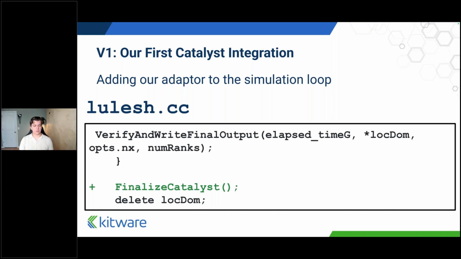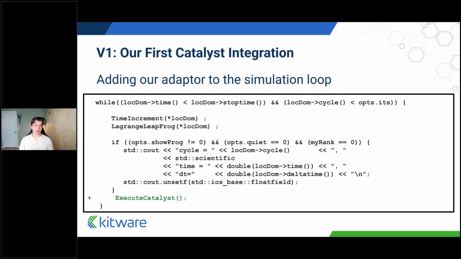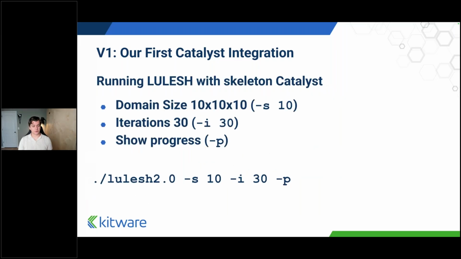Great. And then we need to put our execute catalyst within our simulation loop. So here we have a loop over the time steps. We have our time increment, Lagrange leapfrog operation that actually performs the simulation time step. And we have some printing that can be done. And that is where we will execute catalyst pipelines. Fantastic. So if we're all good there, we can go ahead and try to run this.